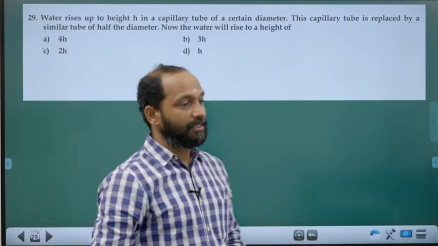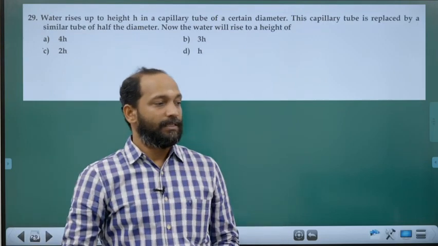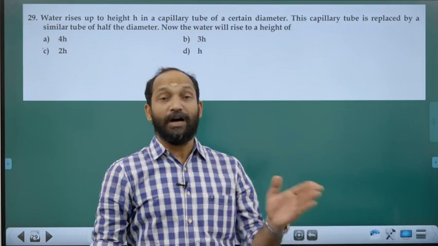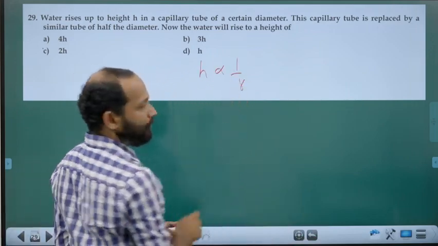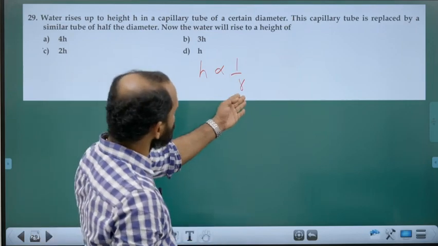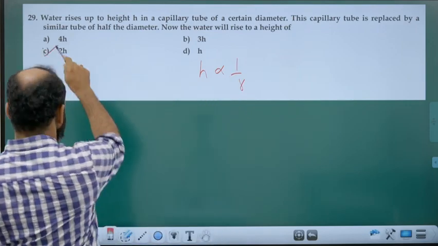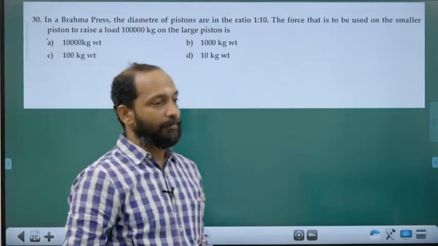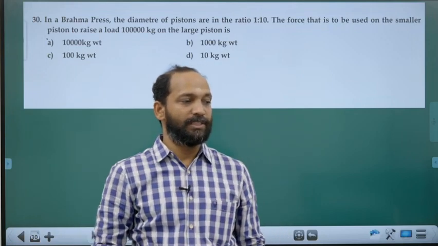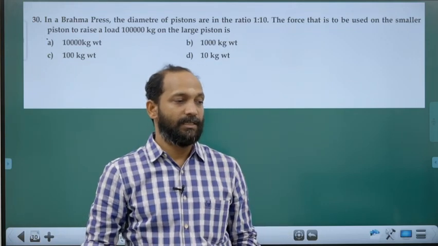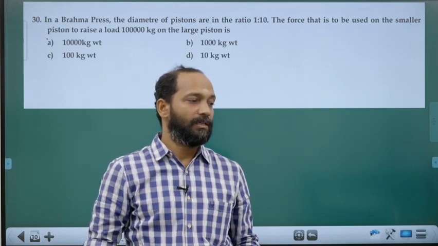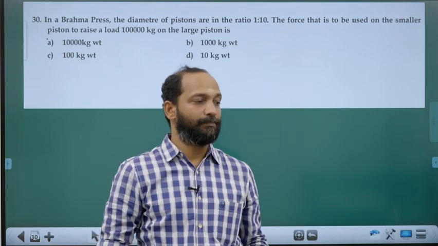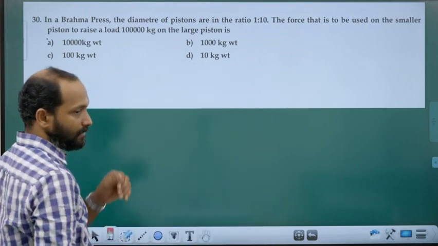29. Water rises up to height h in a tube. It is replaced by a similar one of half the diameter. Very simple question. h is proportional to 1 by r. When the diameter is half, the radius is also half, so the height would be twice. Last one. Brahma press. The diameters of the pistons are in the ratio 1:10. The force used on the smaller piston to raise a load of 1 lakh kilogram on the large piston is. See, that is 1 lakh.